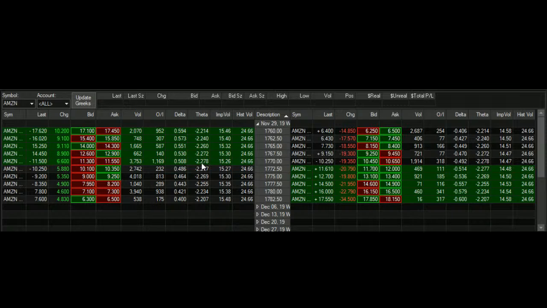All right. So I want to know how sensitive the option is to a point move in the stock, and I want to know how much time value on a day-to-day basis is built into that contract.